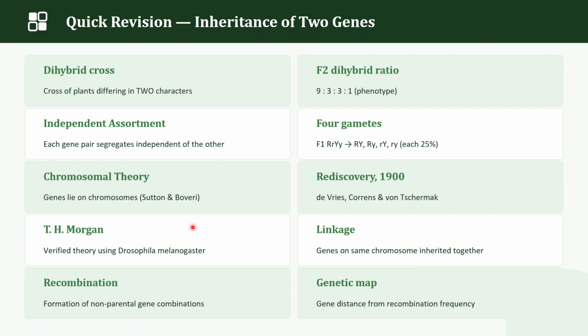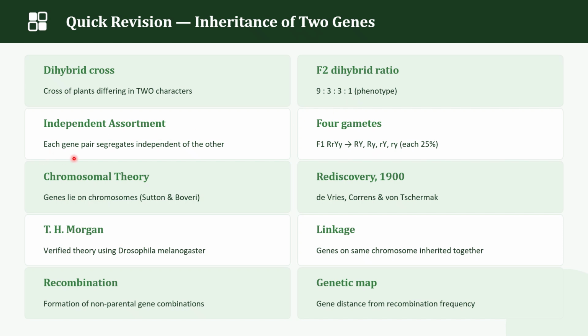So let's have a quick revision. Dihybrid cross studies the inheritance of two traits. You know the parents: capital RR capital YY crossed with small rr small yy. So in the F1, these are round and yellow, right? And these are the four gametes. And the phenotypic ratio is 9 is to 3 is to 3 is to 1.